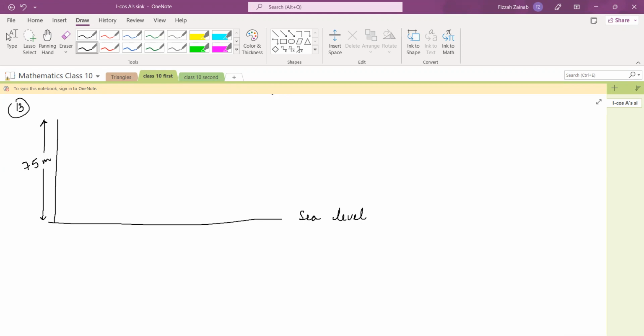The angles of depression of two ships are 30° and 45°. If one ship is exactly behind the other, so both are on the same side of the lighthouse. One is exactly behind. So if one is this, another is a bit behind it. Understood? The same side of the lighthouse. So the angle of depressions are giving 30° and 45°. So you draw it.